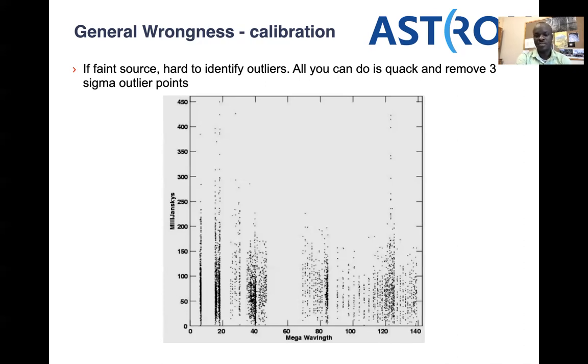But one of the practical ways you can do this is just to remove everything that is 3 sigma, 3 times what you think is the flux of the source or the amplitude of the source multiplied by 3, and then you draw a line and flag everything else.